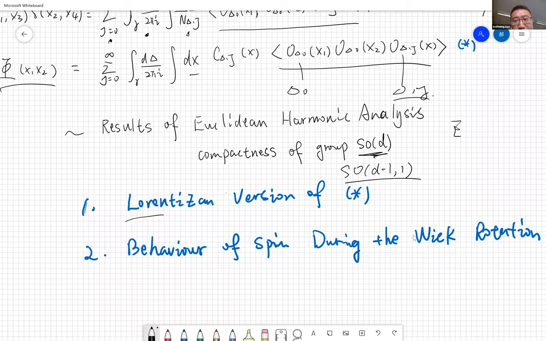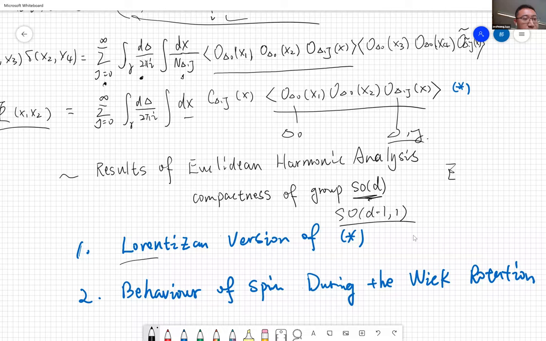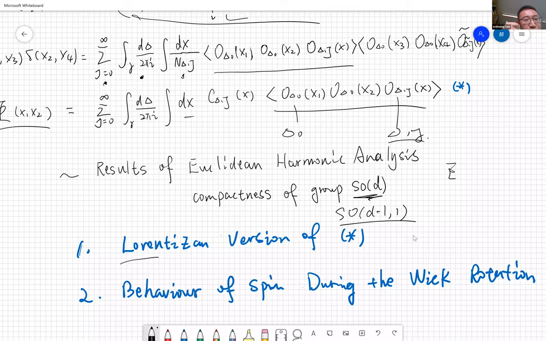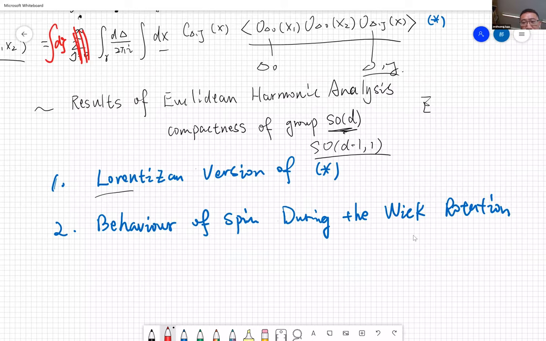A very naive guess is that, since the spin in Lorentz picture is not an integer but a continuous, real number, there might be some formula where this is not a sum but an integral over dg. That's a naive guess, but we can see that this will not be true, since SO(d, d-1, 1) is not compact. We cannot decompose our representations into this form.